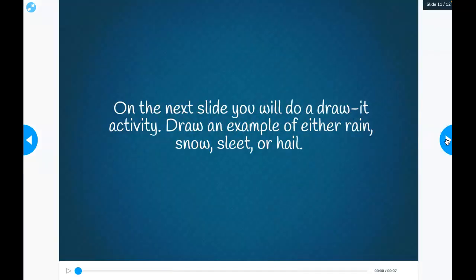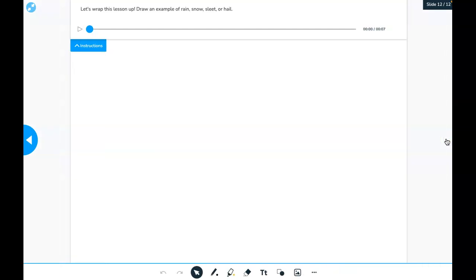The next slide tells them that they will do a Draw It activity, where they will draw an example of either rain, snow, sleet, or hail. To summarize and wrap up the lesson, the students will draw an example of any of the 4 types of precipitation. The goal in this is for them to creatively display what they have learned and show that they have retained what was discussed in the Nearpod.